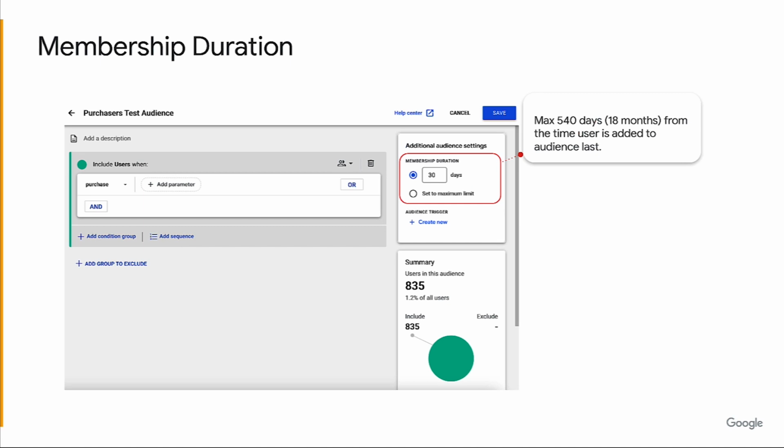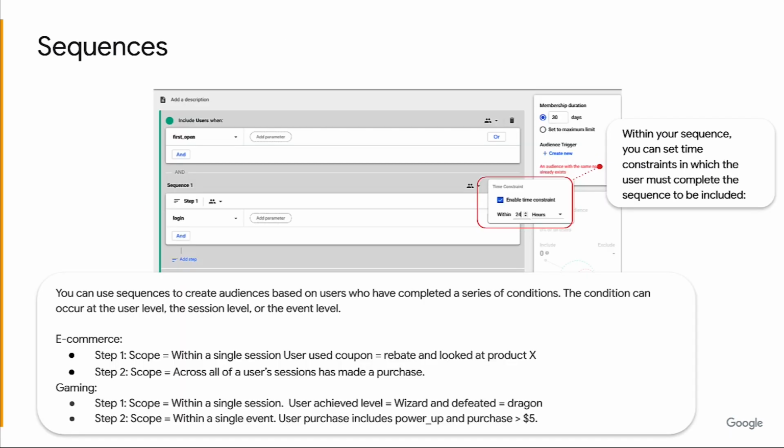The max membership duration you can set is 540 days, or 18 months, from the time the user is added to the audience last. Another feature you can use in the Audience Builder is sequences. Sequences allow you to create audiences based on users who have completed a series of conditions. The condition can occur at the user level, the session level, or the event level.